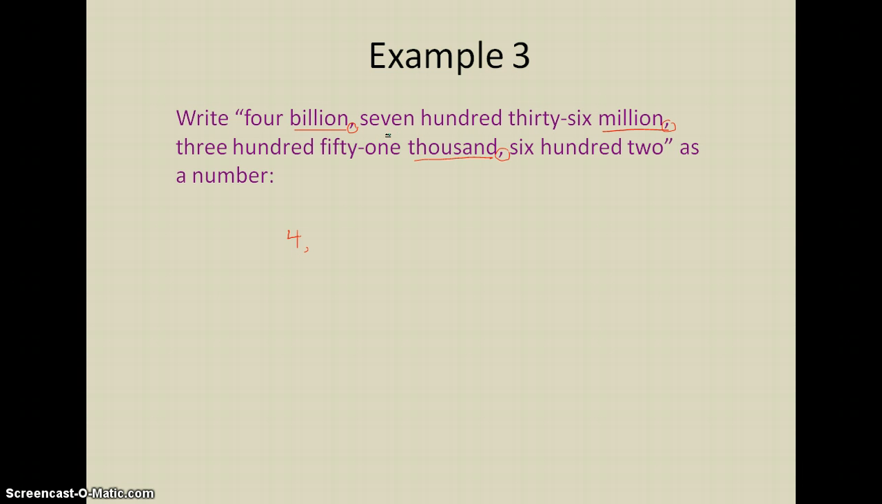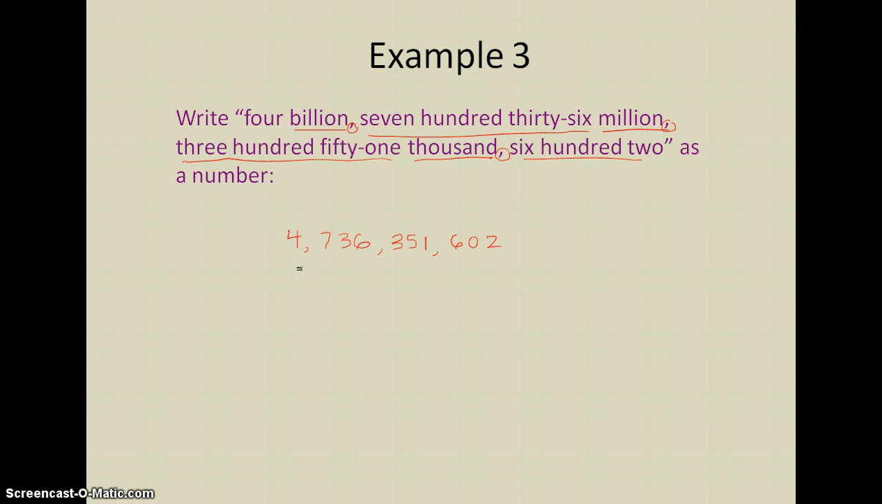What's going to go in the next section, so in the millions, will be 736, and that's going to be followed by a comma, so 736, comma. In the thousands period, I've got the number 351, so I'm going to go over here and I'm going to write 351. Follow that with a comma, just like there's in the words up here. And then the end of my number is going to be 602. And so I write 602 as 602. There's no tens there.